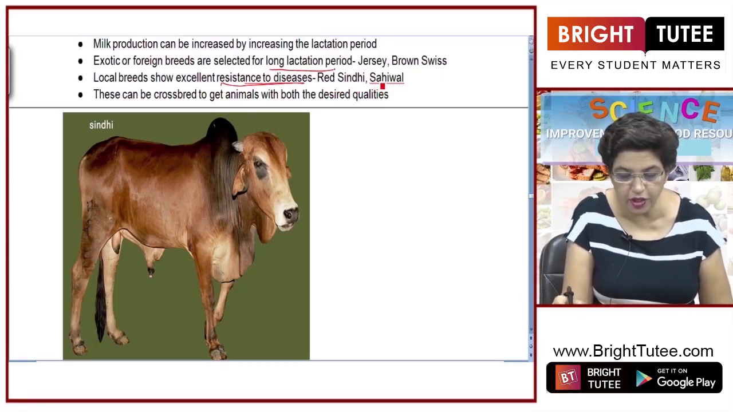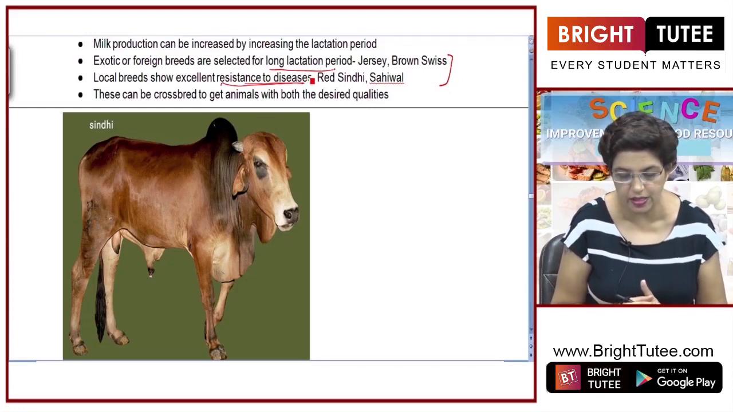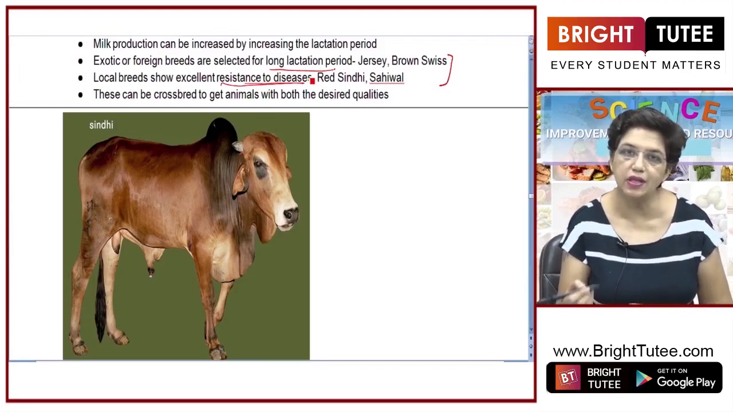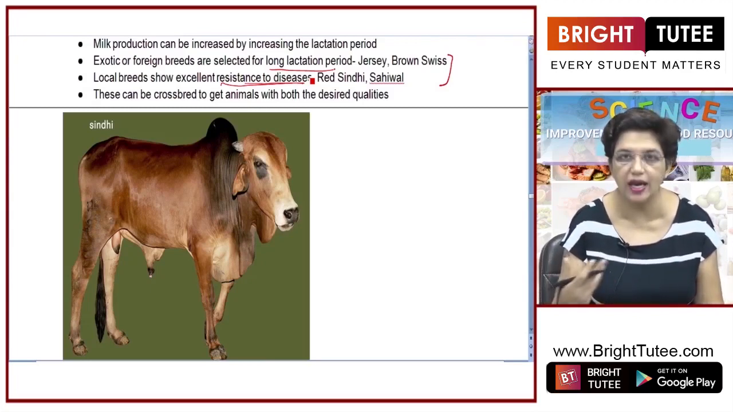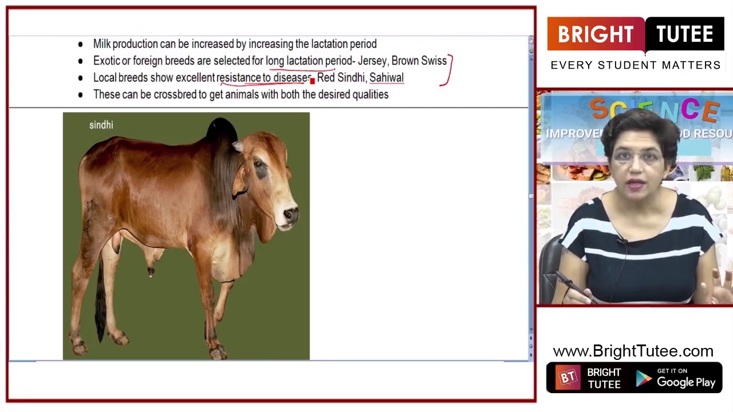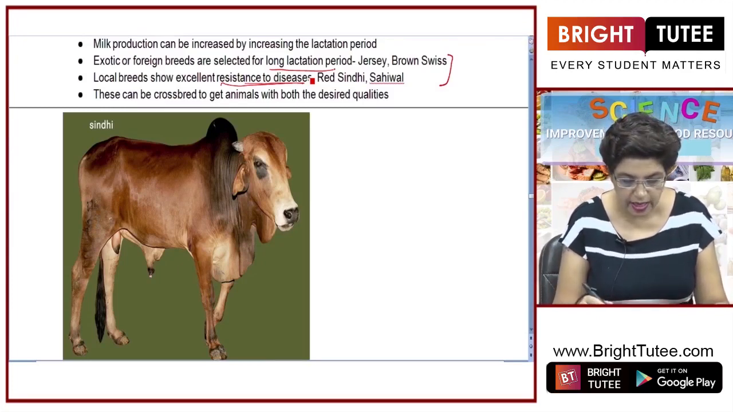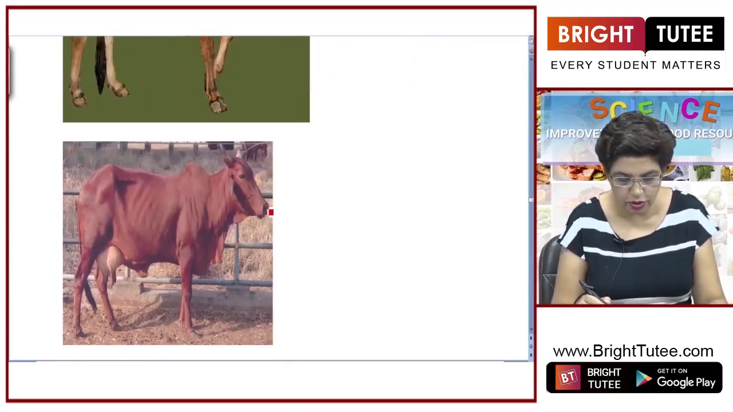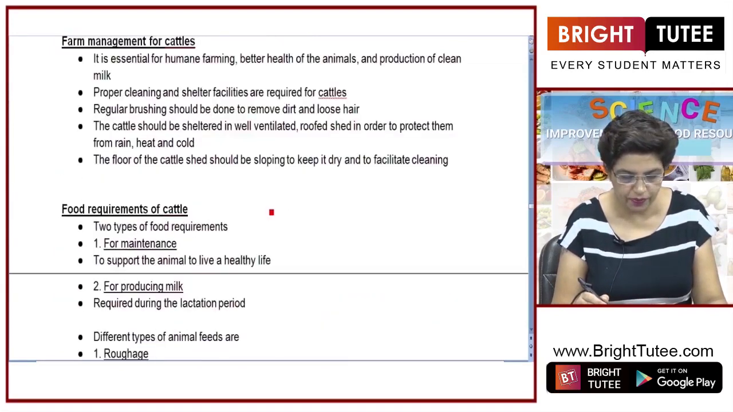Now, if we need both these characteristics, what we can do is cross breeding of these two breeds, to get animals with both the desirable characteristics. So one male, one female, we can do cross breeding and the new individual born will have both the desirable characteristics. This is our local Sindhi cow and look at this cross breeding. This is a crossbred cow.